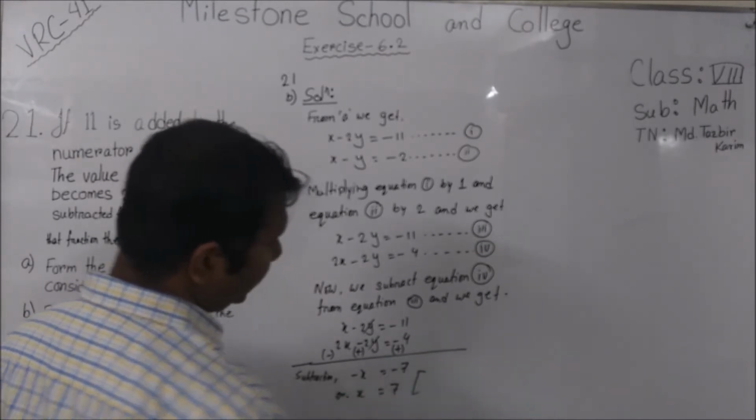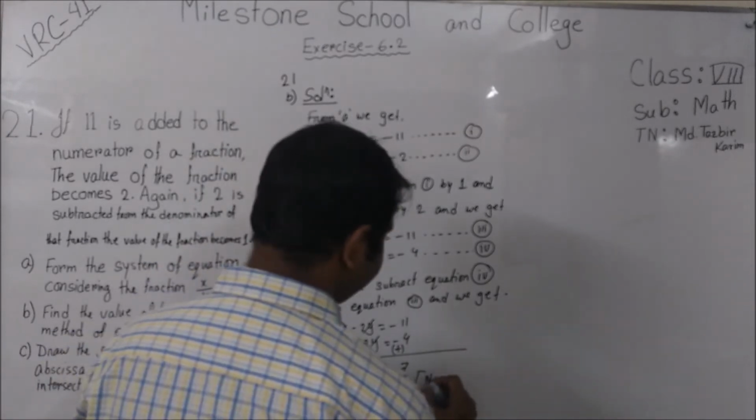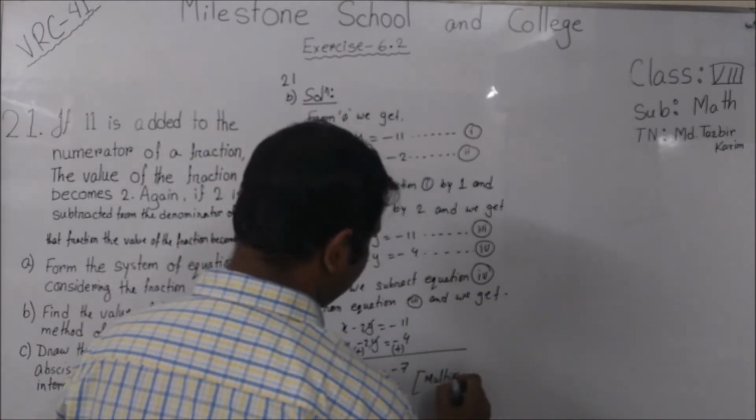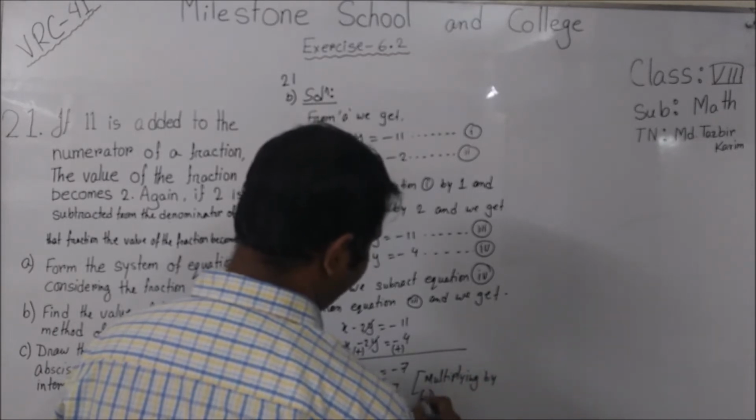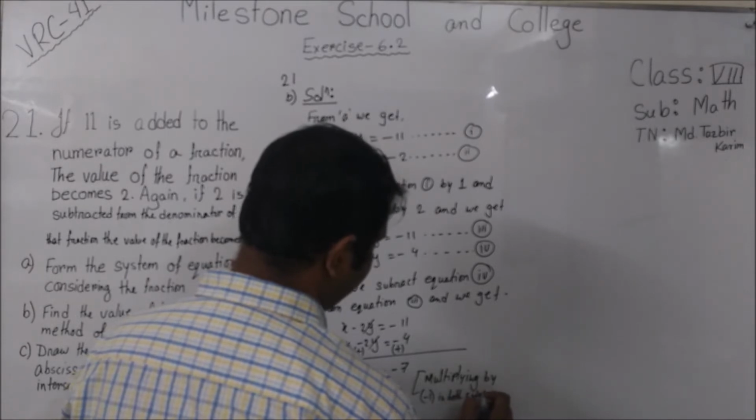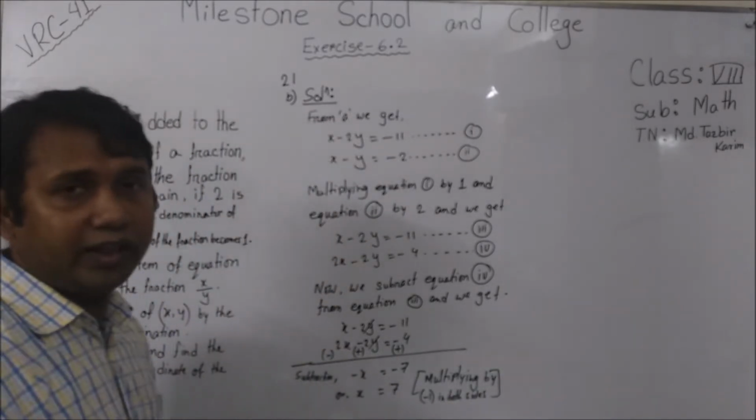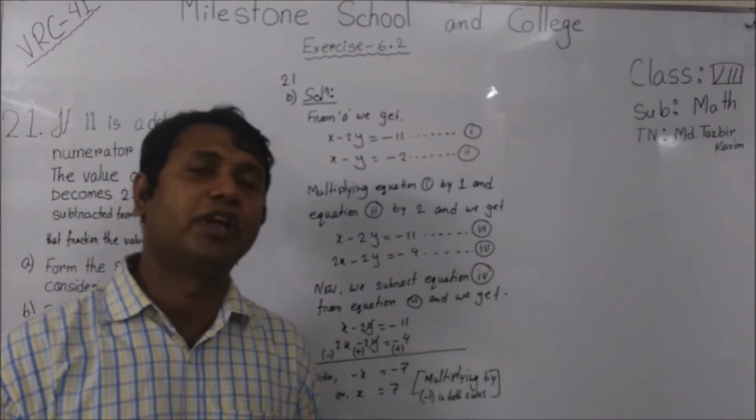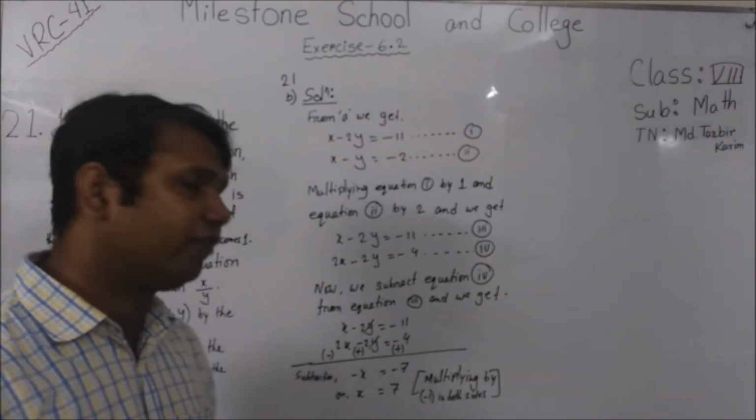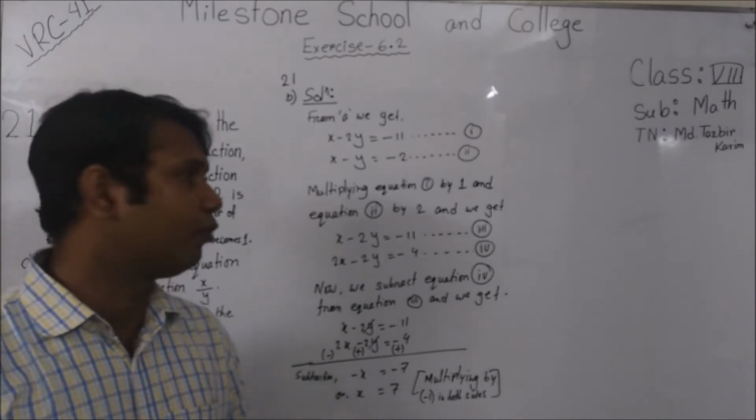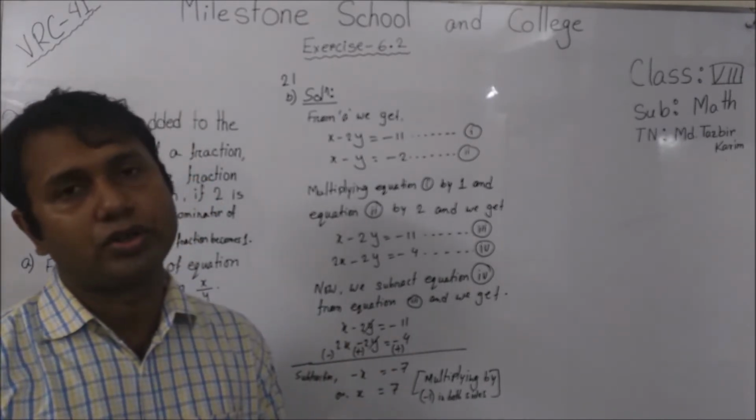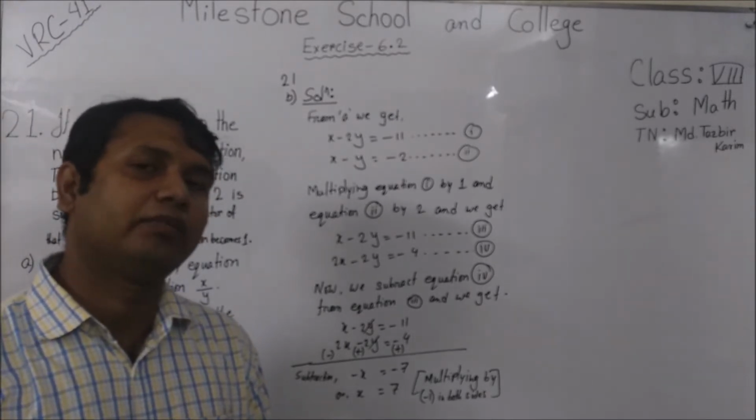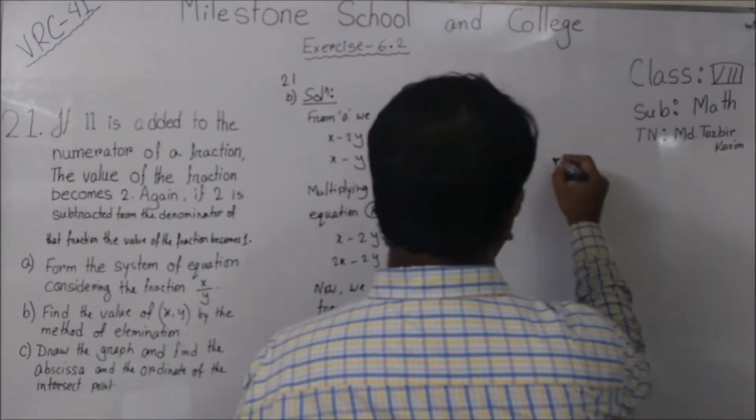We have to write here, multiplying by minus 1 on both sides. Okay, I think you understand up to this. So we get the value of x here. Now we are going to put the value of x in any of equation 1 or 2. We can easily find out the value of y.